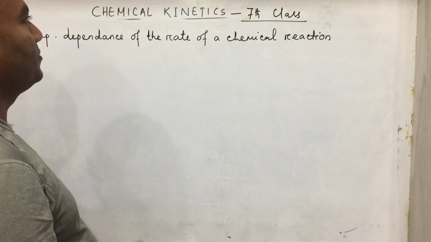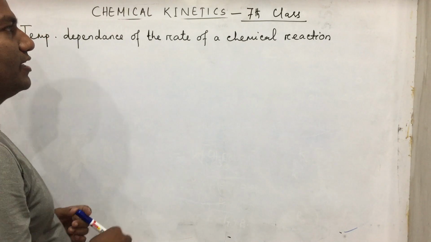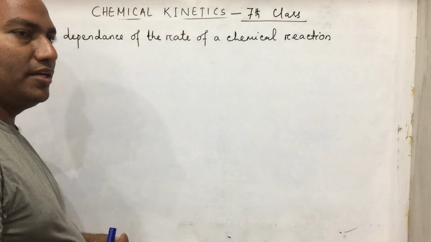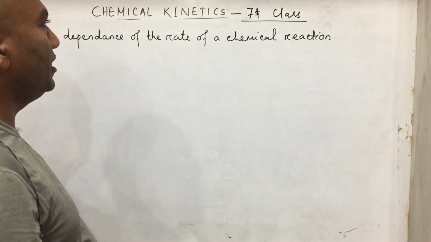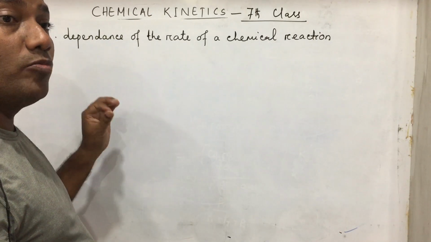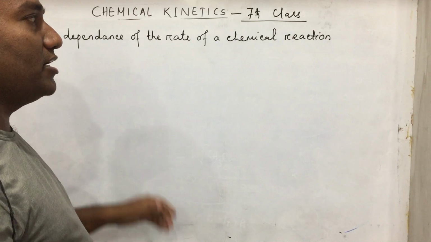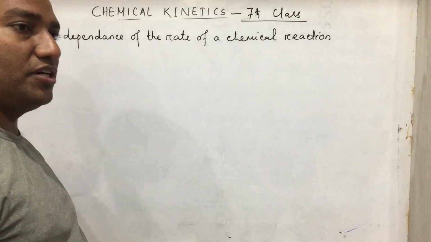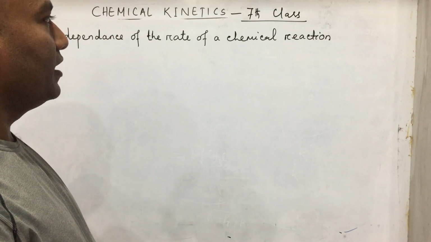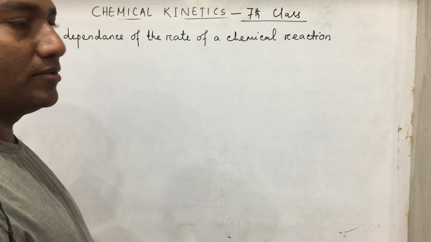Today is the 7th class of chemical kinetics. In this class we will read in detail about how temperature affects the rate of a chemical reaction, which is called temperature dependence of the rate of a chemical reaction. From the beginning we have read that the rate of the reaction depends on various factors like concentration, temperature, and nature of the reactant. The concentration part is finished. Next is temperature.